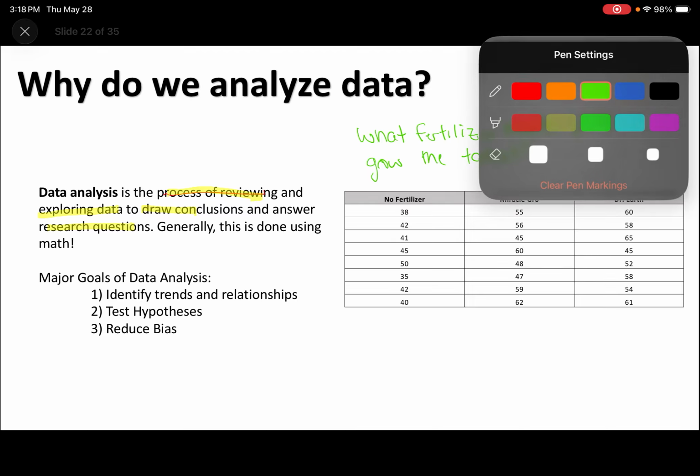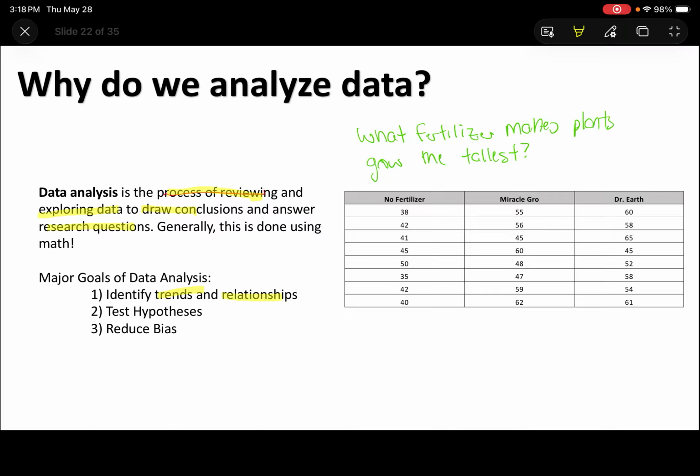The first is we want to be able to identify trends and relationships. Which fertilizer works best? A huge part of this is testing the hypothesis. If I made the hypothesis that Miracle-Gro would work better or that no fertilizer would work better, how is the data supporting or not supporting my conclusions? And finally, a huge part of data analysis is to reduce bias.